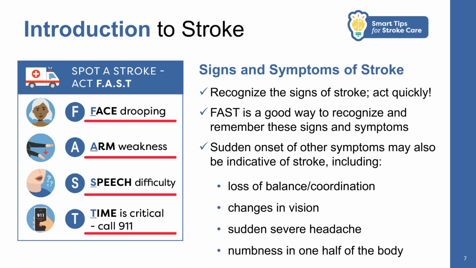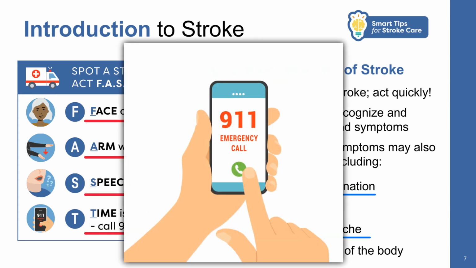There are some other signs of stroke that may occur as well if there is a sudden onset. These include a loss of balance or coordination, changes in vision, a sudden and severe headache, and numbness in one half of the body. It is important to remember, if you suspect a stroke, call 911 immediately.